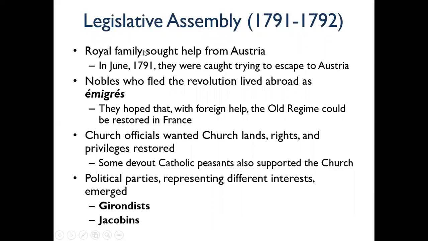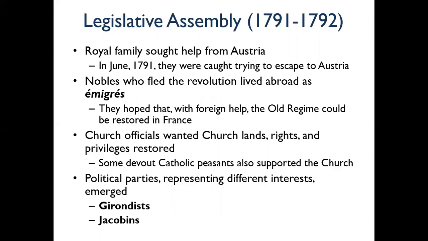That means those people who were kept in the palace in Paris, in France. They tried to escape to Austria, and nobles who fled the revolution lived abroad as immigrants. They hoped that with foreign help, the old regime could be restored in France. Are you understanding the meaning of the sentence?